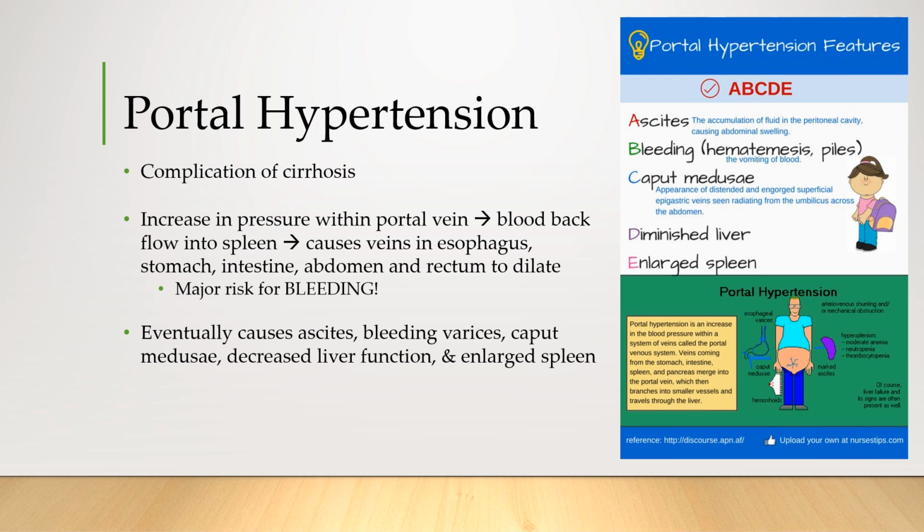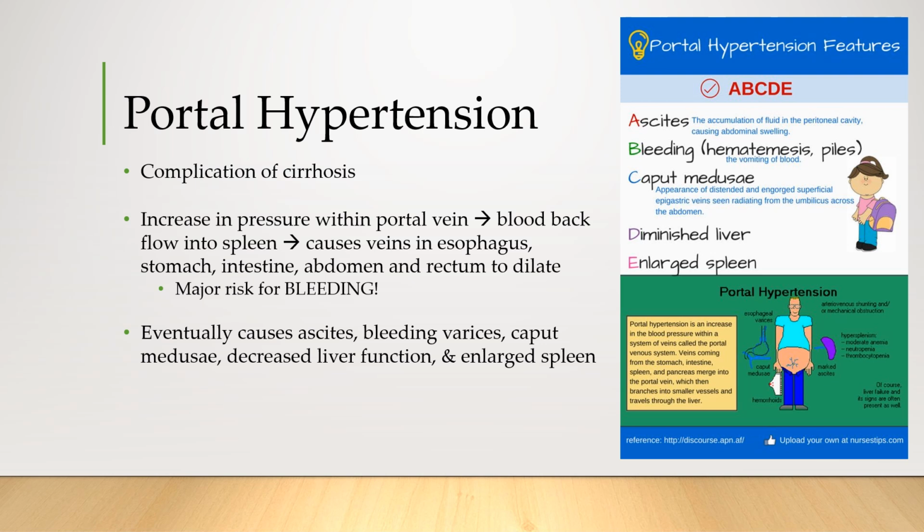On to portal hypertension, which is a very serious complication of cirrhosis. My apologies, cirrhosis. It increases the pressure in the portal vein, which then pushes blood back into the spleen, causing the veins in the esophagus, stomach, and intestines to dilate, causing bleeding. So this is a very critical complication.